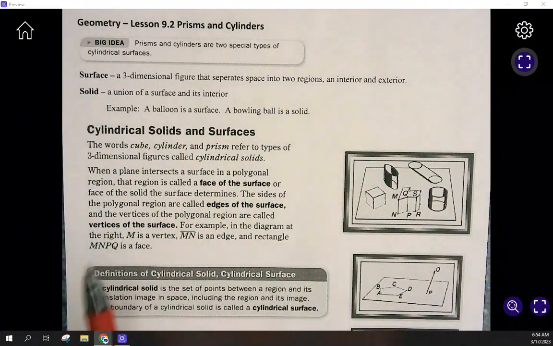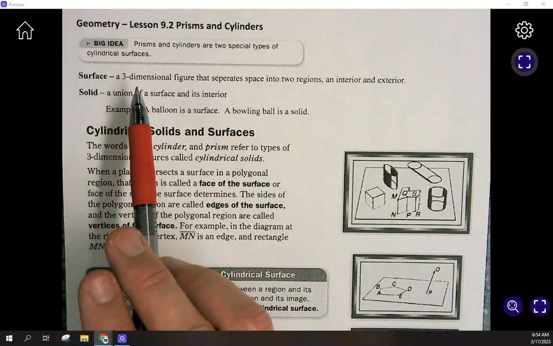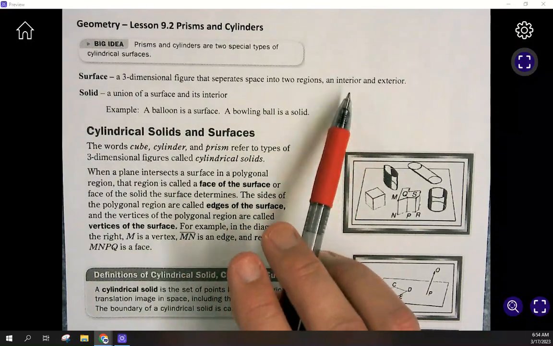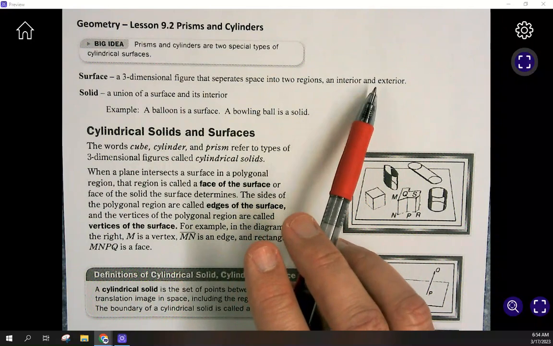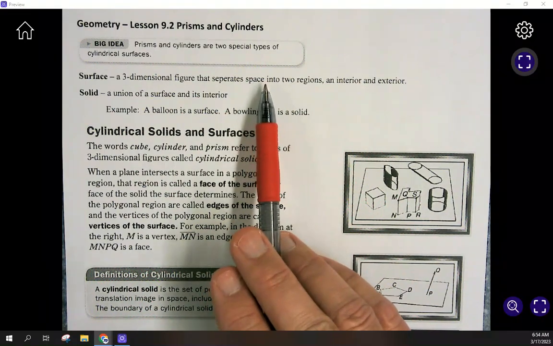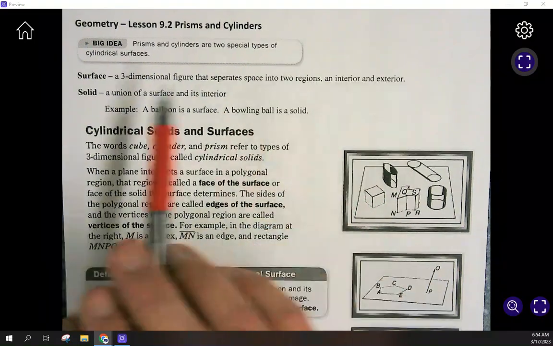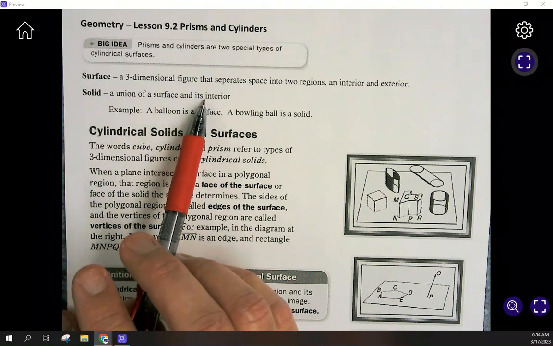A surface, when we use that word, that's any three-dimensional figure that separates space into two regions, an interior and an exterior. So just think about a box that you get in the mail from Amazon. We would call that a surface. Okay, it separates space into two regions. What's inside of it, the air, the space, whatever's inside of the box, and the exterior. So it's creating this boundary that separates space into two things. That is called a surface. And then a solid is a union of a surface and its interior.